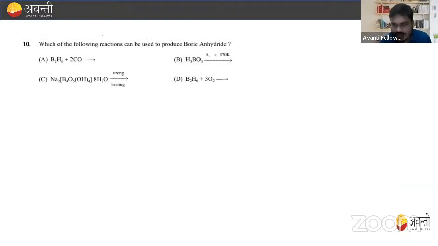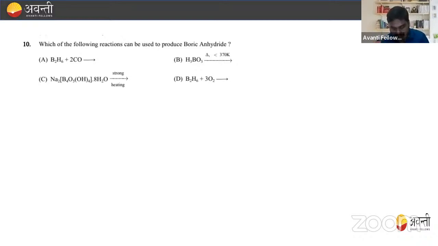So what question number 10 asks is very, very simple. Try to understand this question. Which of the following reactions can we use to produce boric anhydride? Out of the following, you have to identify which reaction you will use to produce boric anhydride. Can anyone tell me the formula of boric anhydride?